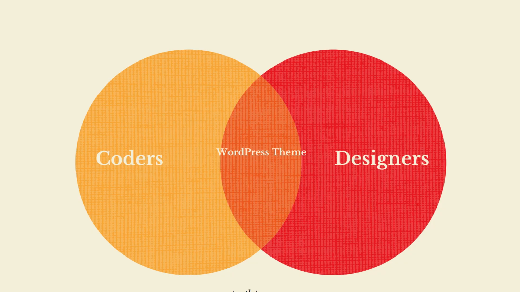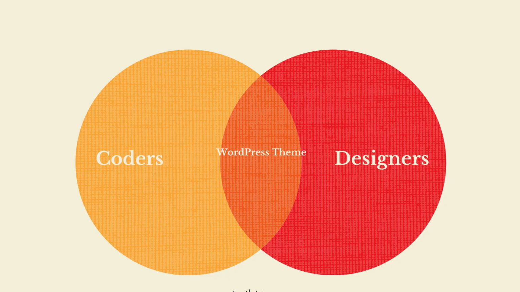Let me quickly explain why I think that is a big deal. First, a health warning. There follows a big generalization and also a Venn diagram. So in the world, we have coders and we have designers. And coders may use PHP, CSS, HTML, and designers, they may use anything from Photoshop, InDesign, Illustrator, Figma, or even nowadays Canva.